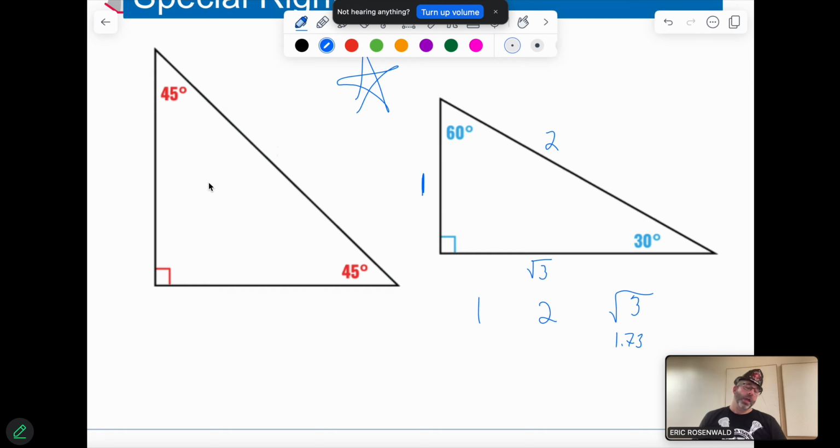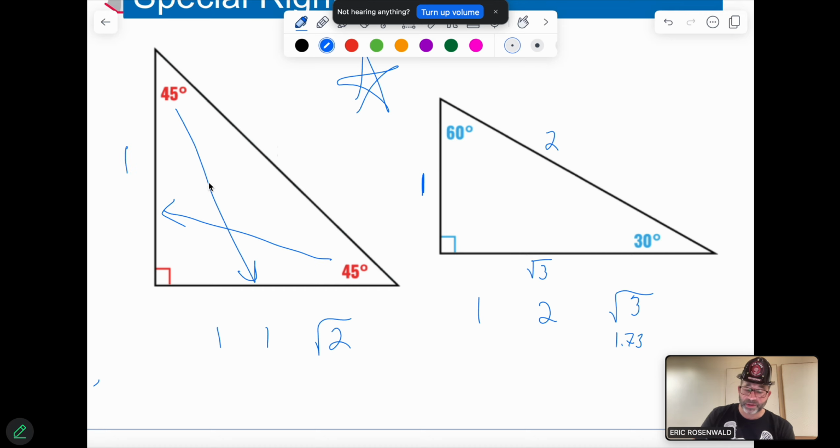Okay. With 45, 45, 90 triangles, we have a rule that says 1 and 1 is 2, baby. 1 and 1 is 2, right? But again, just like in the previous one, there's a root in this. And so the root is right there on the 2. Well, we have two sides in this picture that should be exactly the same, right? This side is opposite my 45, and this side is opposite my 45. That means that this is 1 and this is 1. Got that 45 twice, so the sides are twice, 1 and 1. And then my hypotenuse is a root 2.